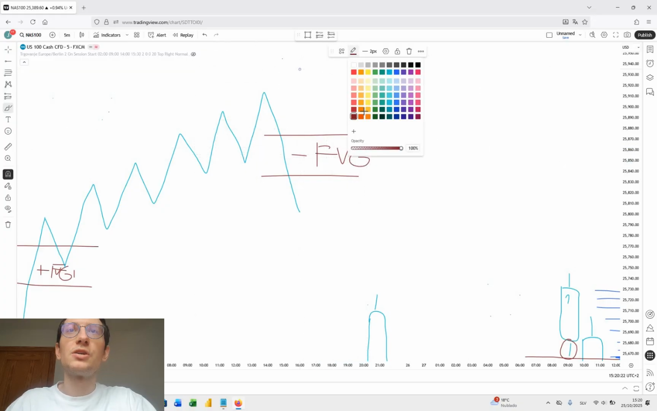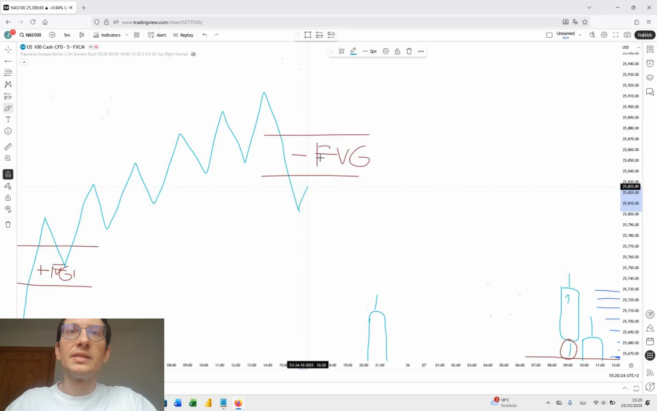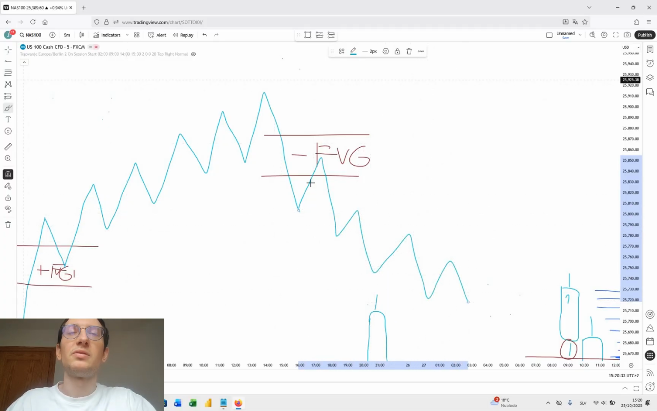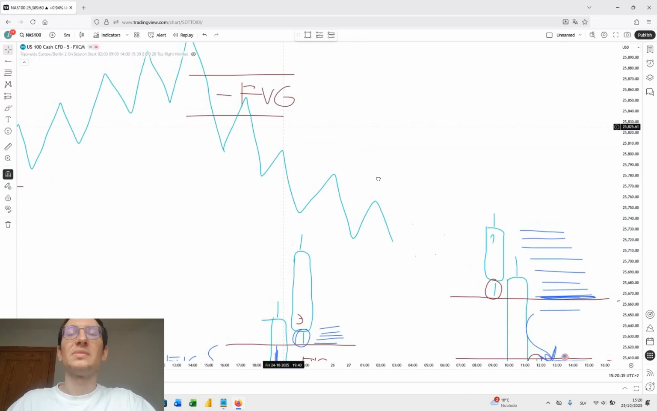We created a bearish fair value gap, and then the price went up, preferably to the middle, and then down, down, down, okay? So yeah, this is how it goes.